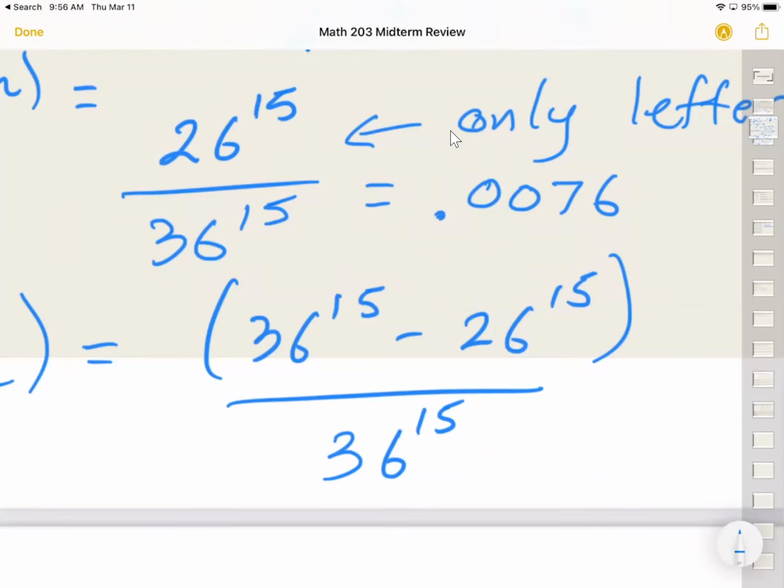At least 1 digit. If not, you can do it the other way, as you will see. If you take open parenthesis 36 raised to the 15 minus 26 raised to the 15, close your parenthesis, divided by 36 raised to the 15, do you agree that you get 0.9924?